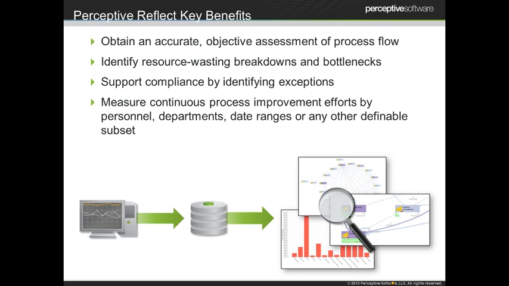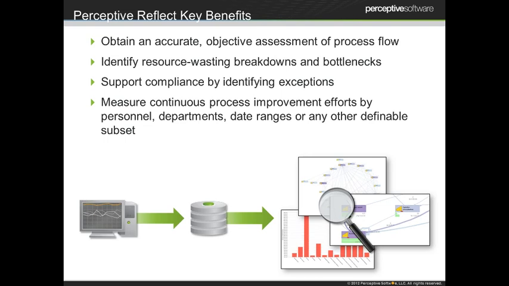And then finally, along the line of the performance metrics, we're going to be able to measure continuous process improvement efforts. And we're going to be able to slice and dice that by personnel, department, date ranges, any other definable subset within the data. You're going to be able to analyze that. So not only can you use it to discover your process, but you can continue to use it to analyze and see how things are going if you do implement change, because nobody lives in a vacuum, so there's going to continue to be changes in different factors affecting the process.